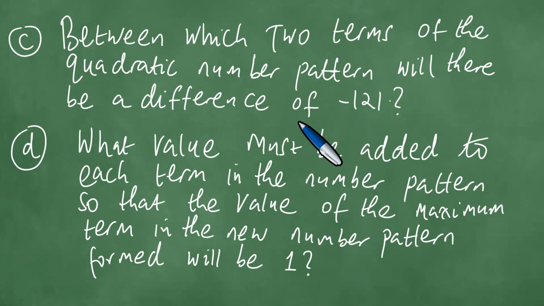So in other words, at this point, we need to think, and obviously think of the approach that we're going to use to solve this particular problem. And what do we actually do? Because if we're saying between which two terms of the quadratic number pattern would there be a difference of minus 121? Part C.